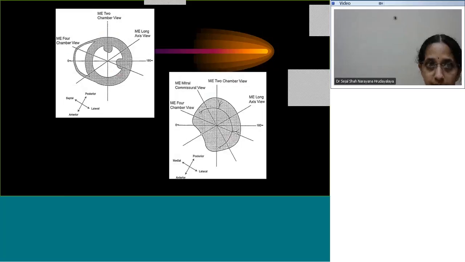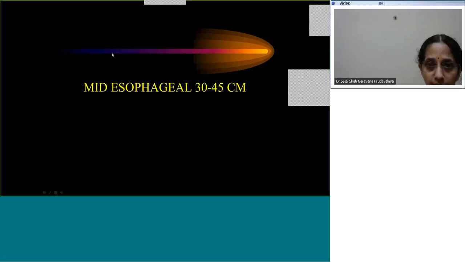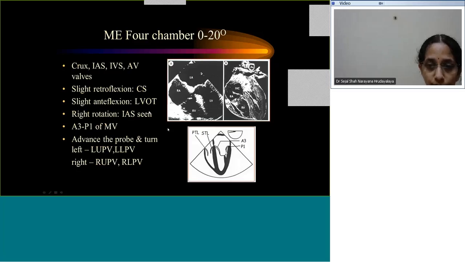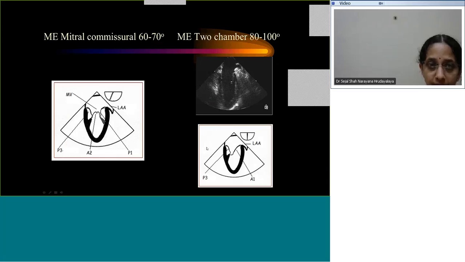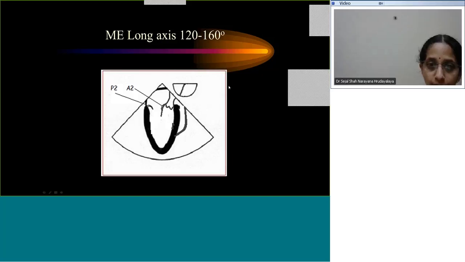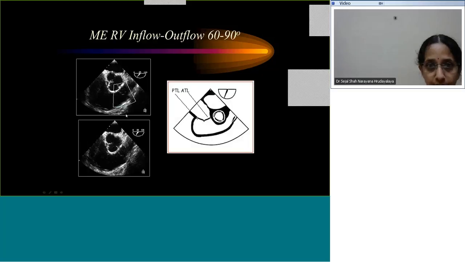So now this is all about all the mid-esophageal views. We will run through it once again. The first one is the 4-chamber view. A little posterior and anterior tilt can get the CS and the LV outflow tract. A turn towards the right and the left sometimes opens the pulmonary veins. Adding 60 degrees comes the mitral commissural view. Coming to 90 degrees, we get the 2-chambered view. At 120 degrees, we get a long axis of the heart. In the long axis of the heart, manipulation towards the right gives the RV inflow and the outflow.